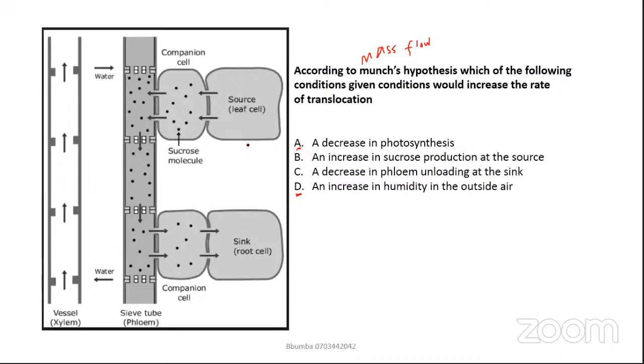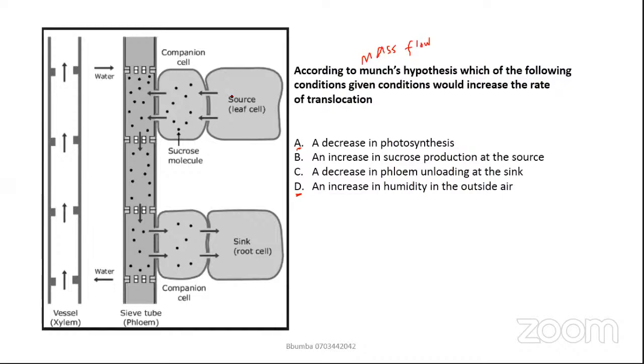Okay, my answer is wrong, the reason being that an increase in the humidity of the outside air increases the rate at which the water from the outside enters the cell by osmosis instead of the water from the xylem. Therefore, the process of translocation. Okay, thank you very much, Lucky.